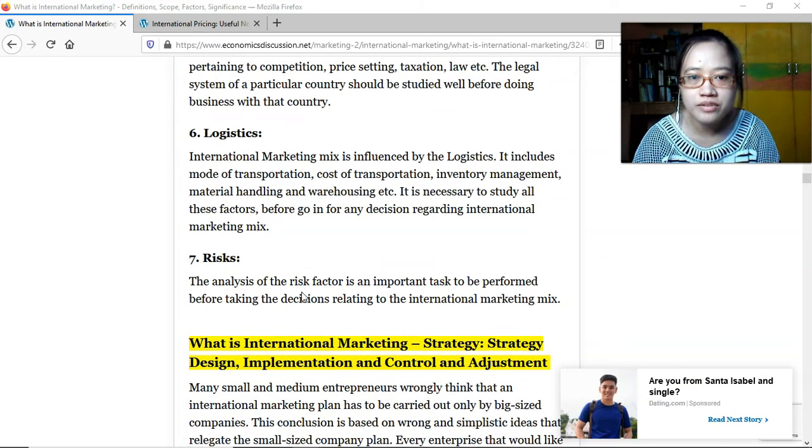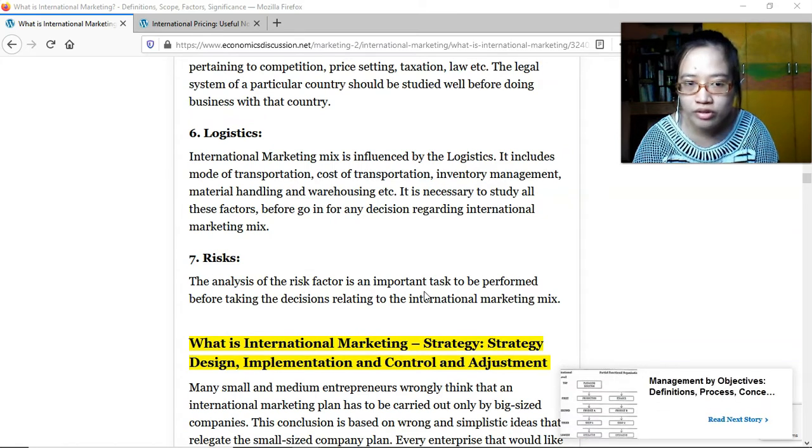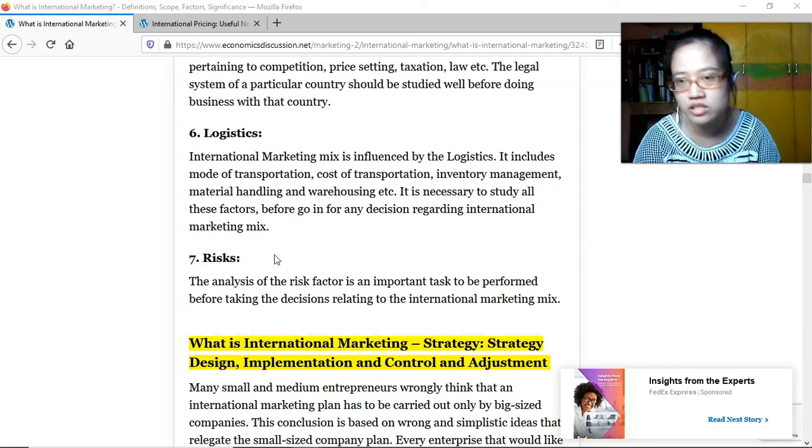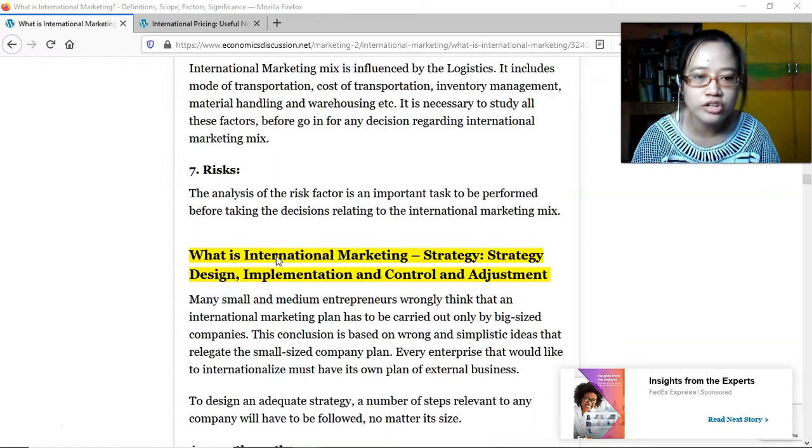Risk. The analysis of the risk factor is an important task to be performed before taking the decisions relating to the international marketing mix. So some of the risks, of course, are business risk, interest rate risk, credit risk, and foreign exchange risk, related to international trading.